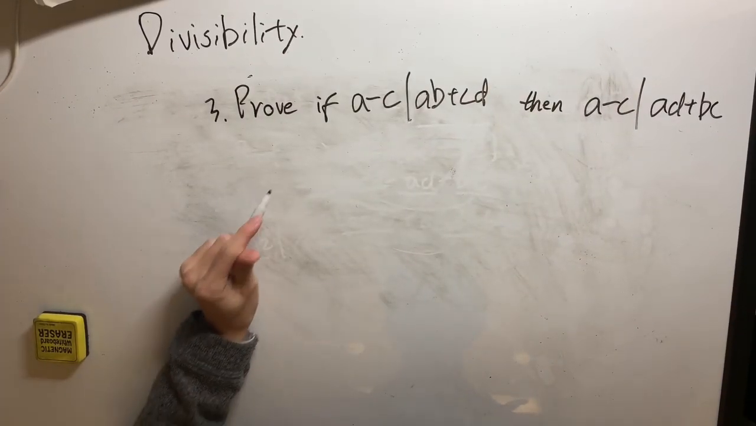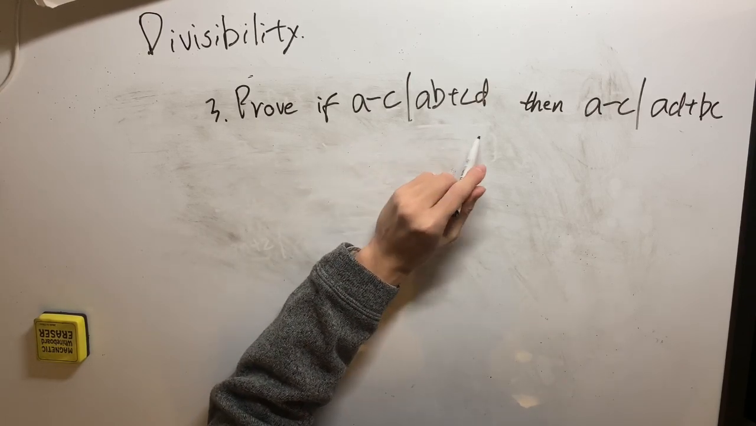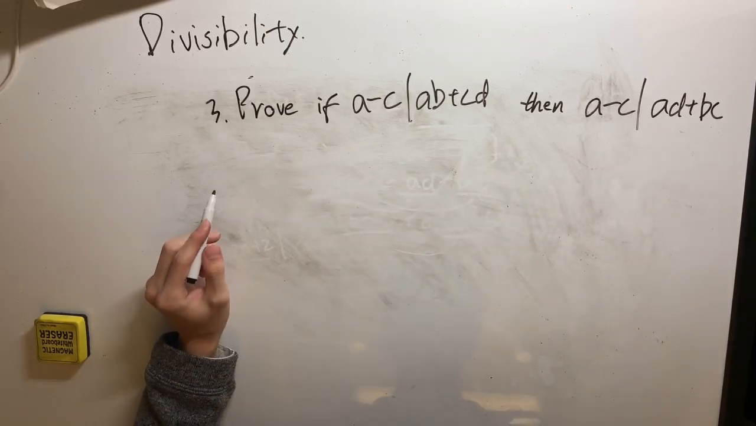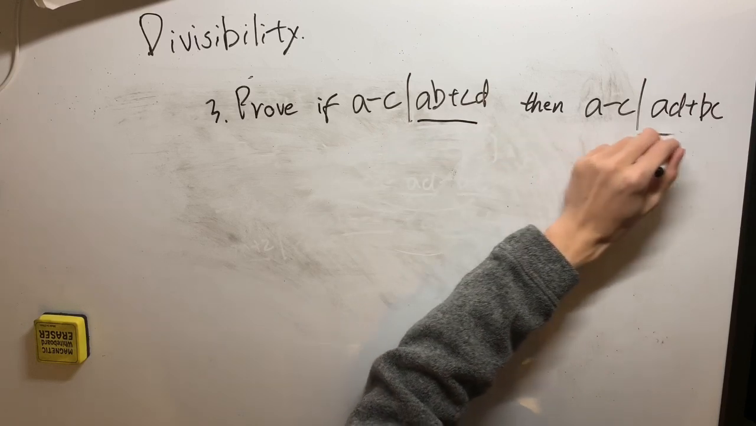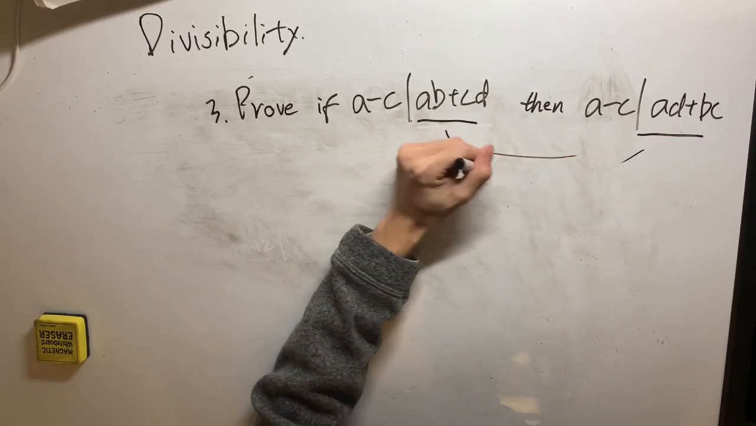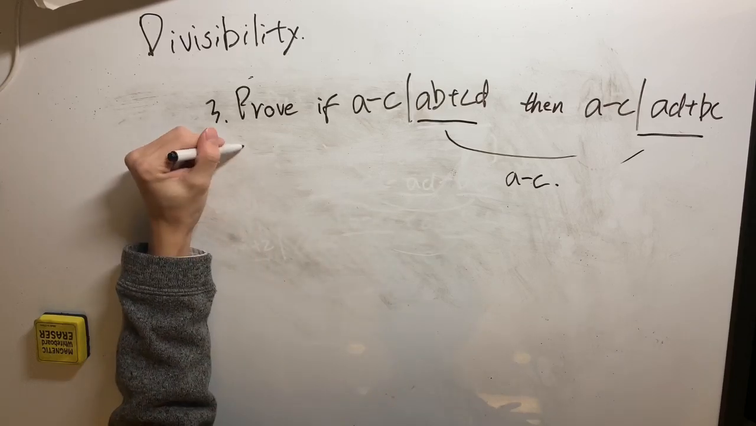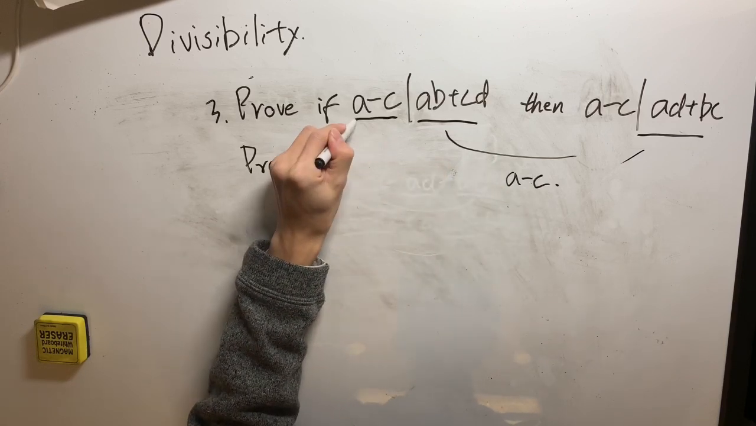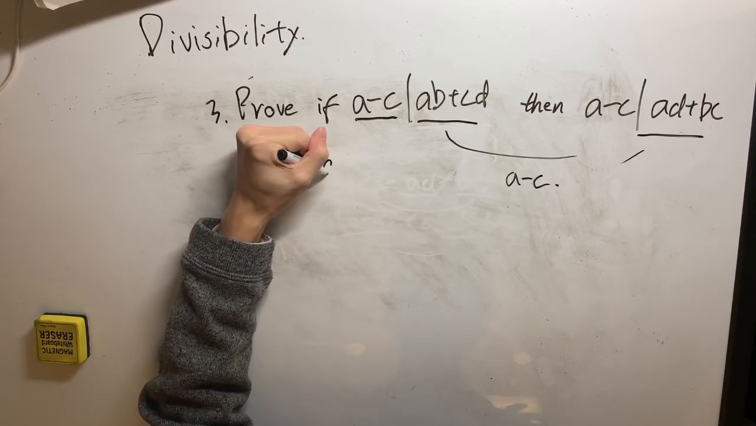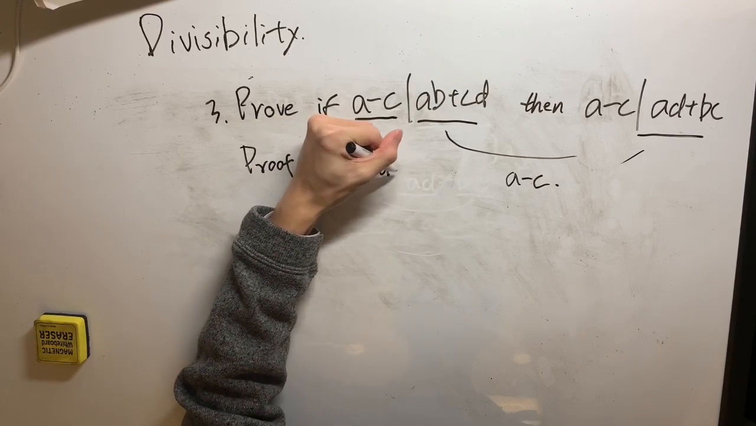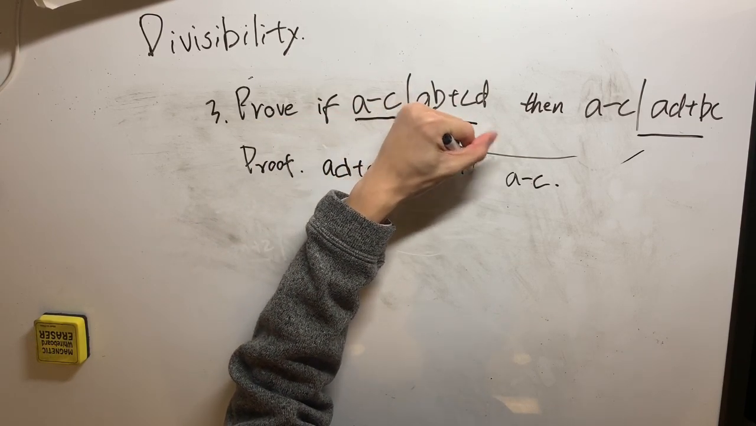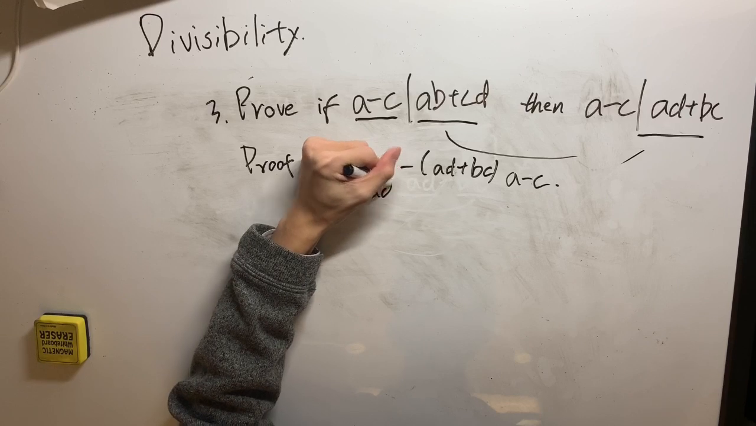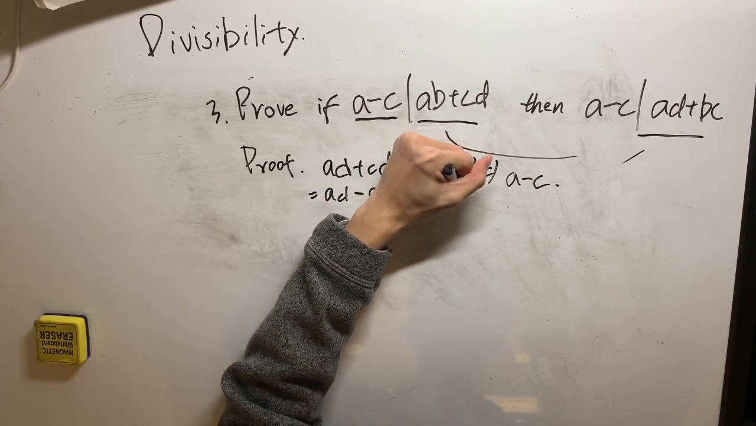For the next question, prove that if a minus c divides ad plus cd, then a minus c divides ad plus bc. So we try to find whether these two expressions have any properties with a minus c. Proof. You can try to subtract them, as this is a subtraction. ad plus cd minus ad plus bc. That equals ad minus ad plus cd minus bc.